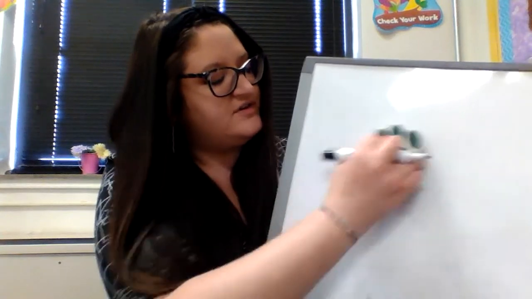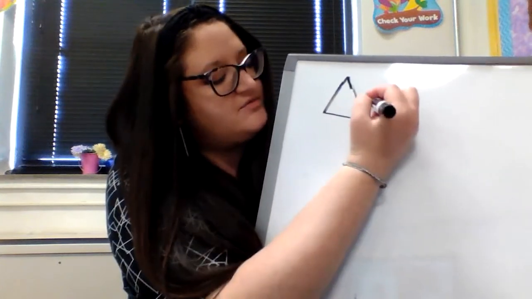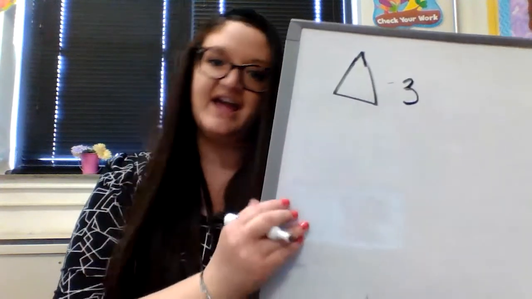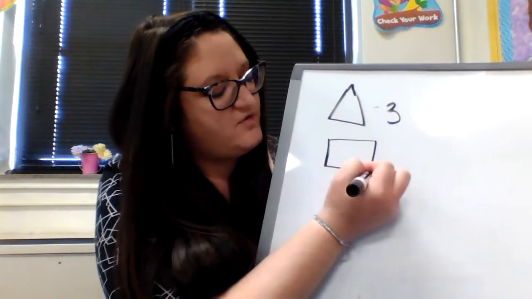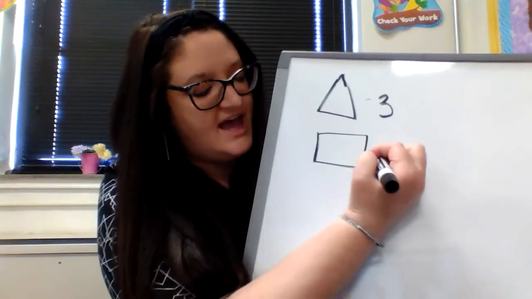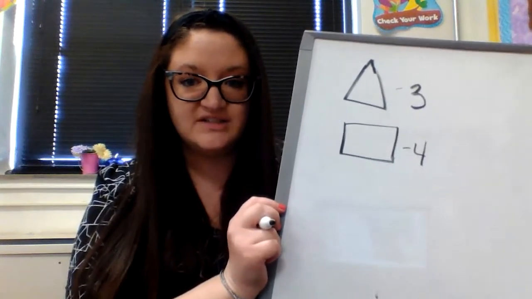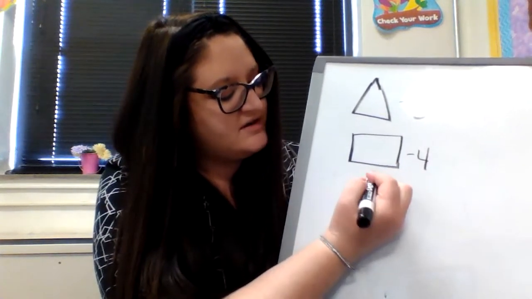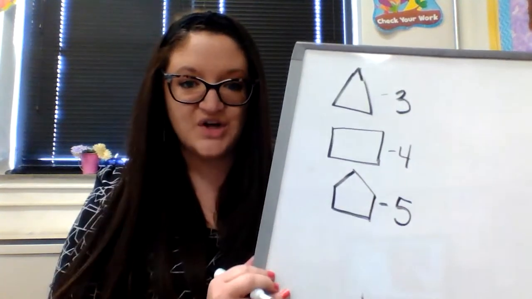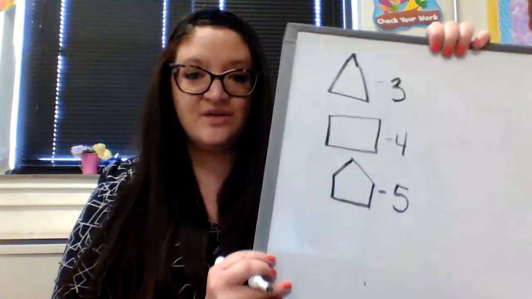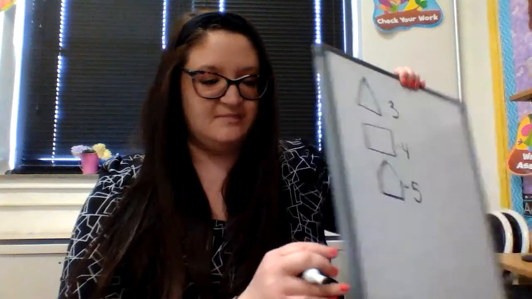So far we've learned about three shapes. We've learned about this one with three sides and vertices, and it was called a triangle. We've learned that any shape with four can be a quadrilateral, and there are special quadrilaterals called squares and rectangles. And we learned about a five side and vertices shape, and that is called a pentagon. Now that we've learned about two-dimensional shapes, we're going to learn about three-dimensional shapes.